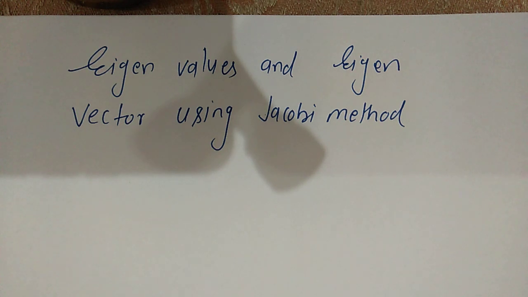In the last video, we have seen finding the largest eigenvalue using the power method. So, the power method is applicable for finding the largest eigenvalue. This Jacobi method is also one iterative method which gives all the eigenvalues and eigenvectors of a symmetric matrix. Jacobi method is an iterative method to determine the eigenvalues and eigenvectors of a symmetric matrix.